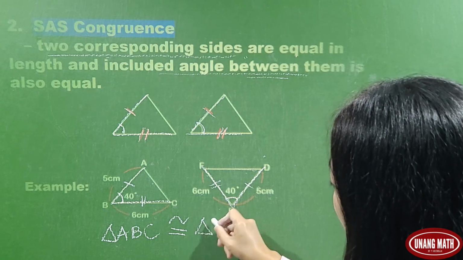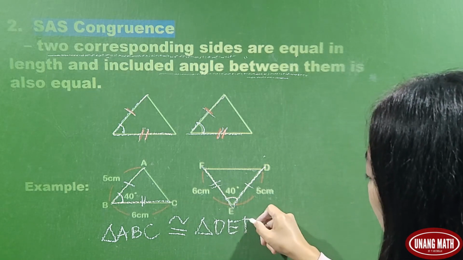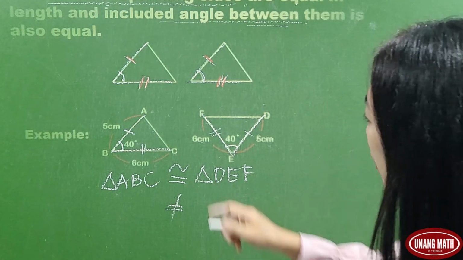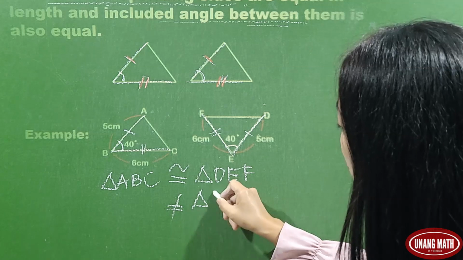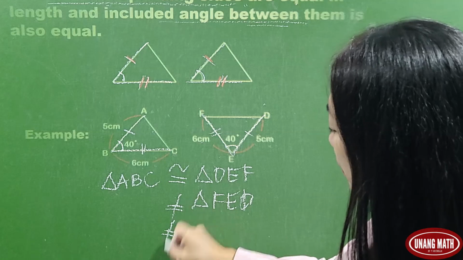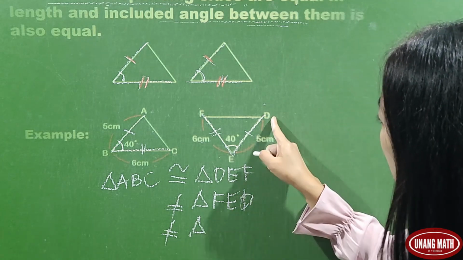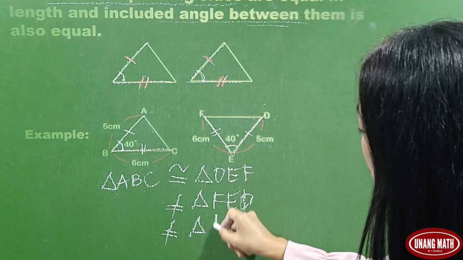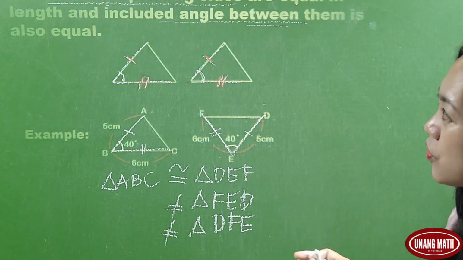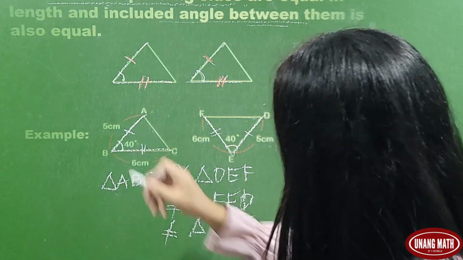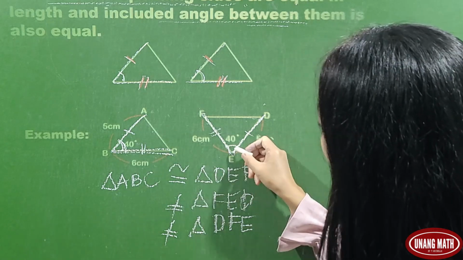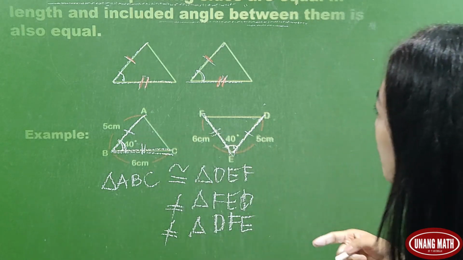So triangle DEF. Triangle ABC is not congruent to triangle FEB. Triangle ABC is also not congruent to triangle DFE. Okay, again, we have to consider the two corresponding sides, and the included angle between these two corresponding sides must be equal in measure.